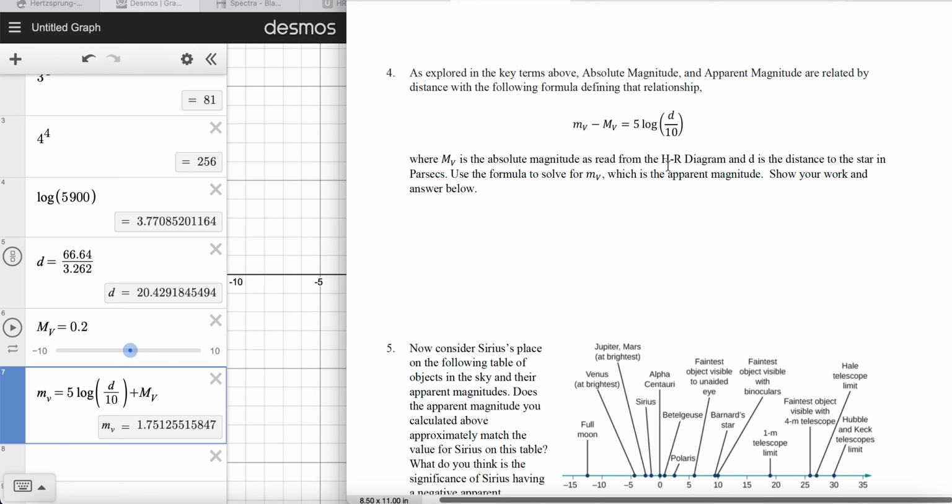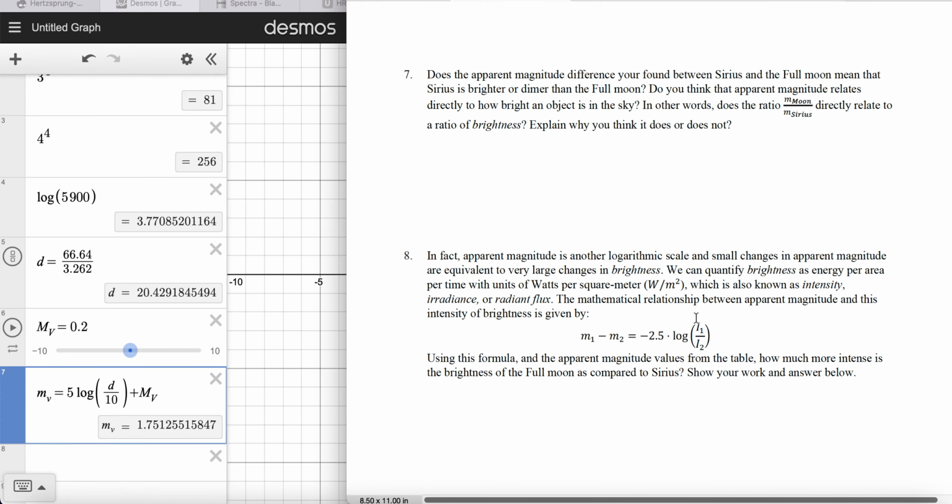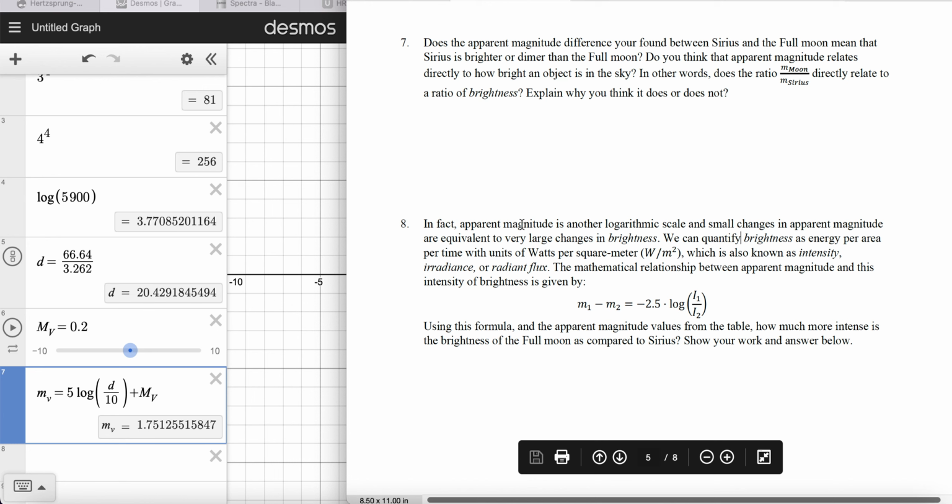Similar looking formulas, yes, but one has distance in it. The other has a ratio of intensities, which I'll talk about in just a second. So they're different things, just similar looking formulas. Here we're going to compare between two apparent magnitudes.